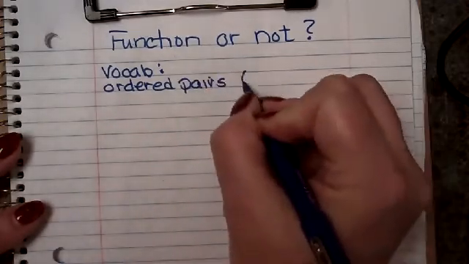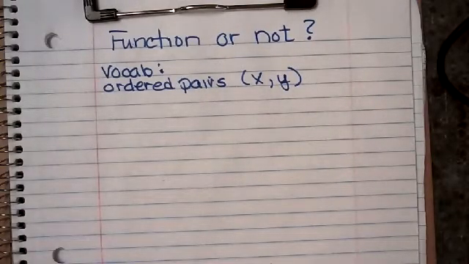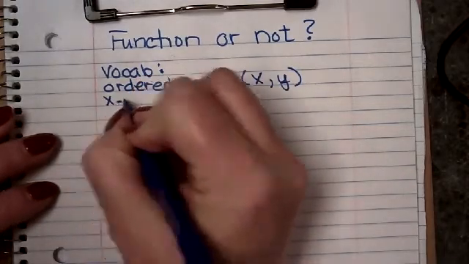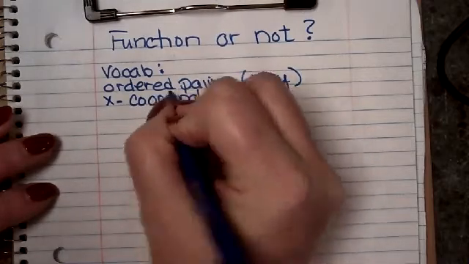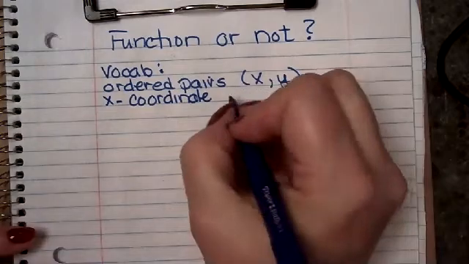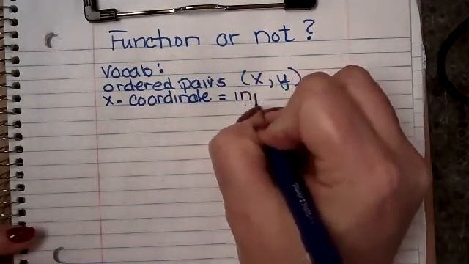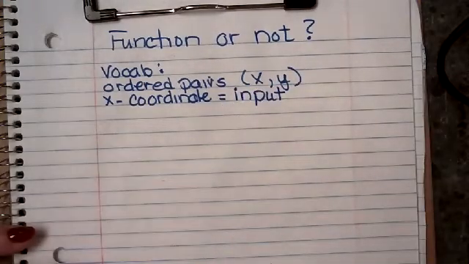Okay, so we know an ordered pair is an XY combination of numbers, right? Now, we also have some other words to describe X and Y, okay? So right here, my X coordinate. Sometimes they will just say X coordinate, but then sometimes they'll use some other words. We might call it the input. We'll go back to elementary school, that's what they called it, the input, okay?